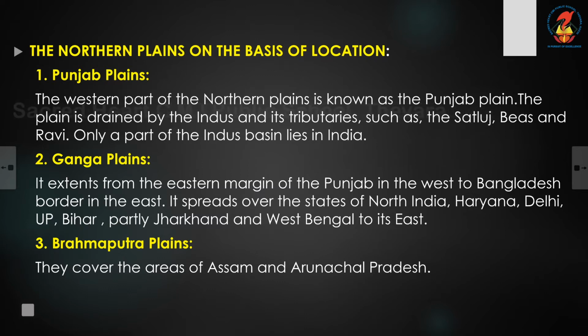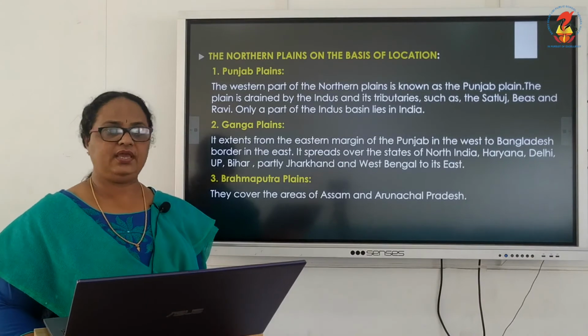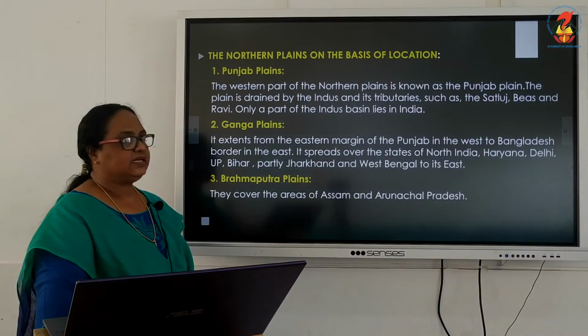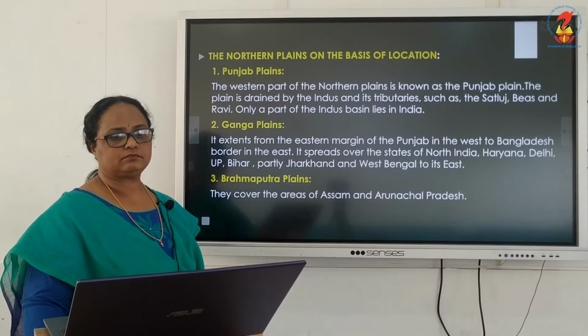Then we have the Brahmaputra plain. They cover the areas of Assam and Arunachal Pradesh. So I repeat, the northern plains on the basis of location are divided into three: the Punjab plains, the Ganga plains and the Brahmaputra.